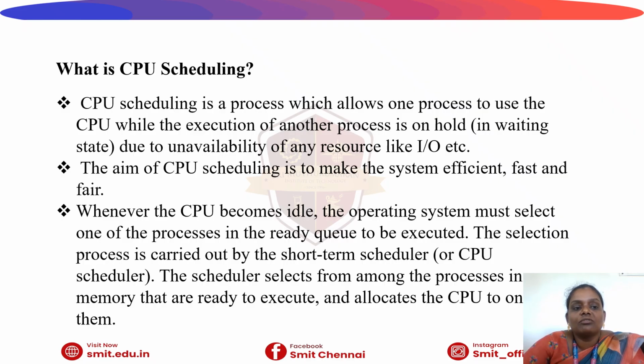So the main goal of CPU scheduling is to increase CPU utilization, improve system speed, and make sure the system is fair to all processes. Who decides this? The CPU scheduler. The short-term scheduler selects one process from the ready queue and assigns the CPU to it.